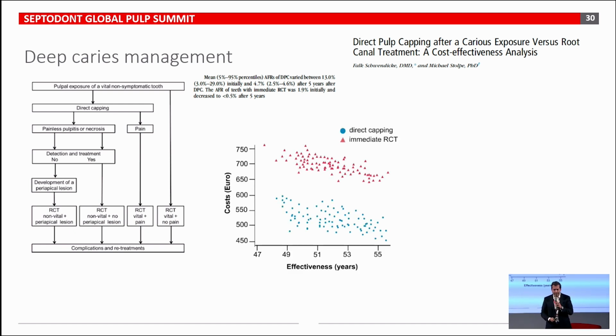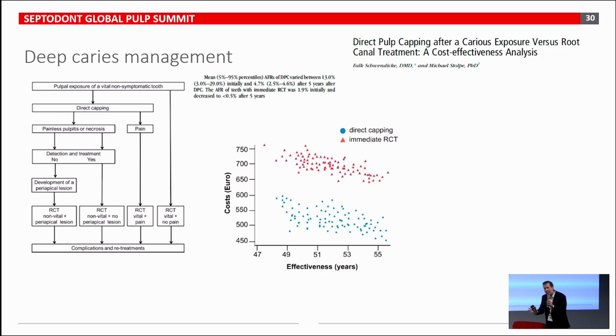This is now the cost effectiveness plane which we generated. You can very clearly see it's a bit different from what I just showed you. It's not such an obvious choice any longer. What we have here is the direct pulp capping here. It's significantly cheaper. And we have the root canal treatment here.